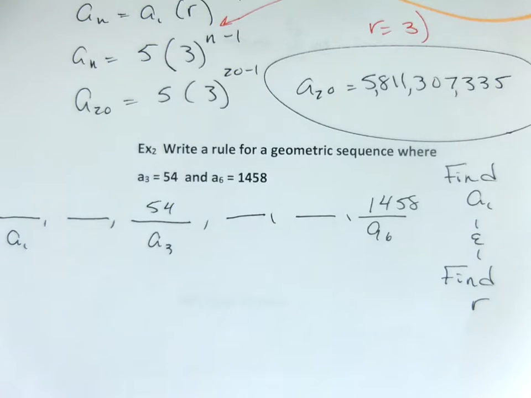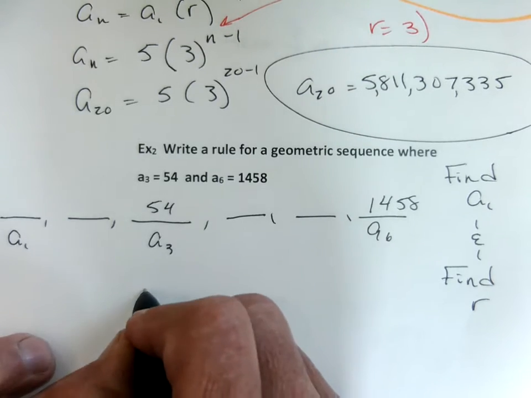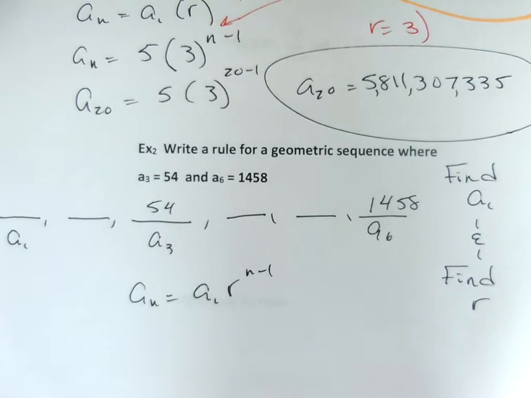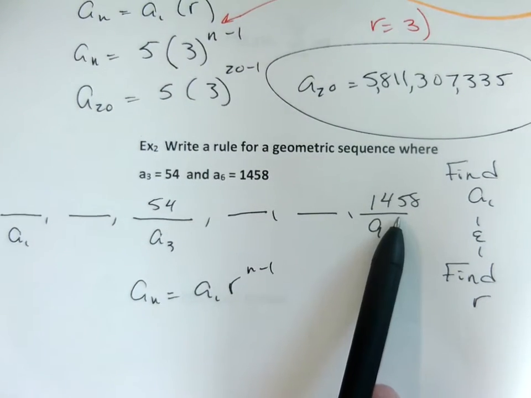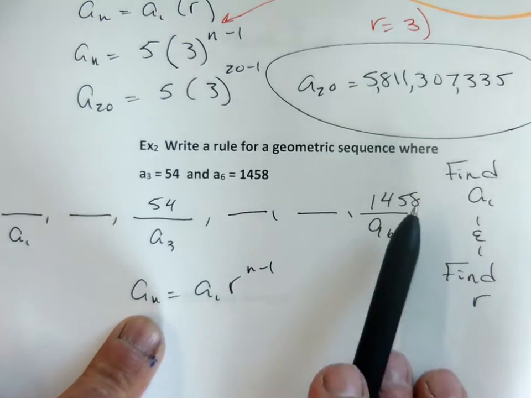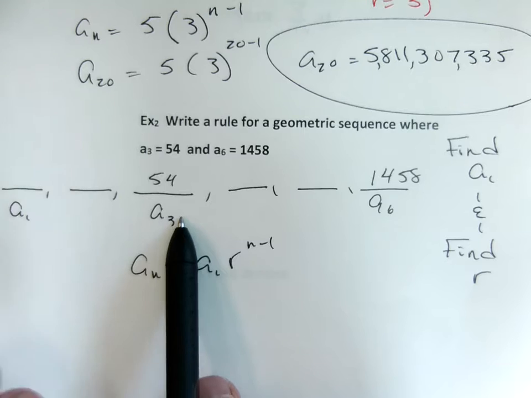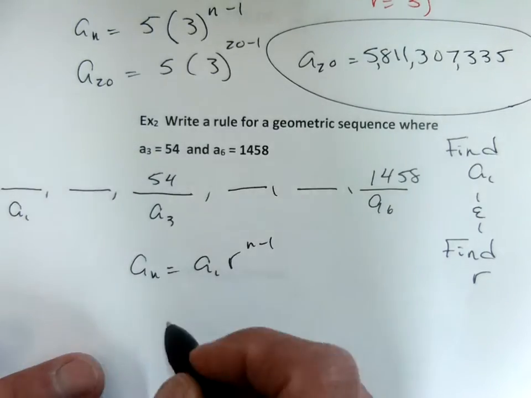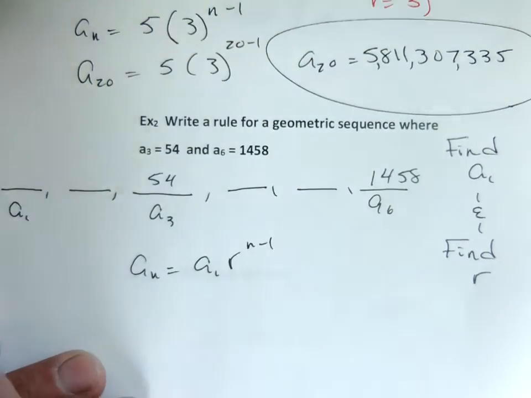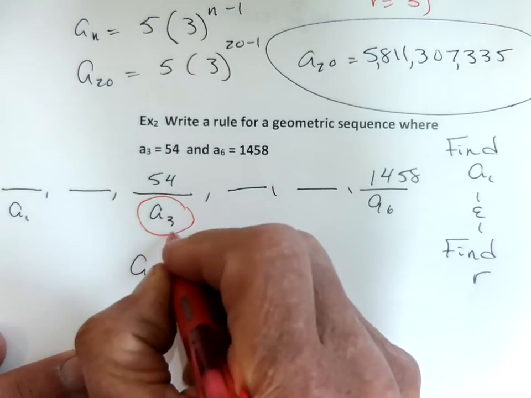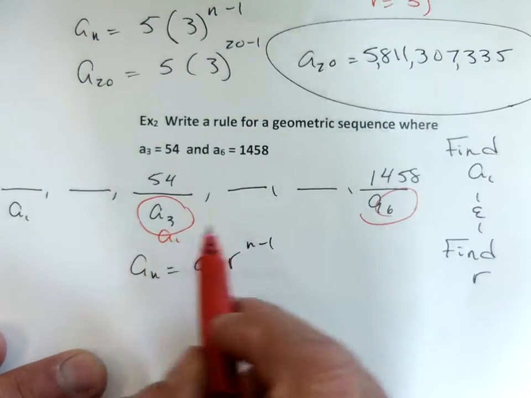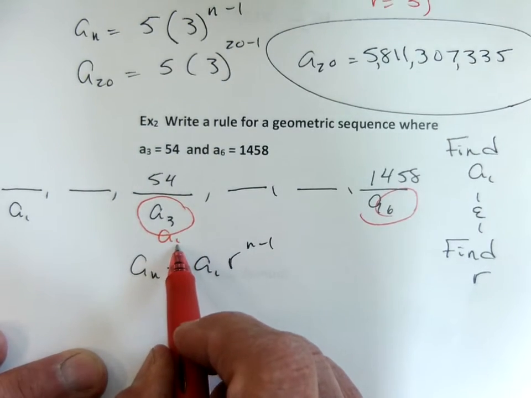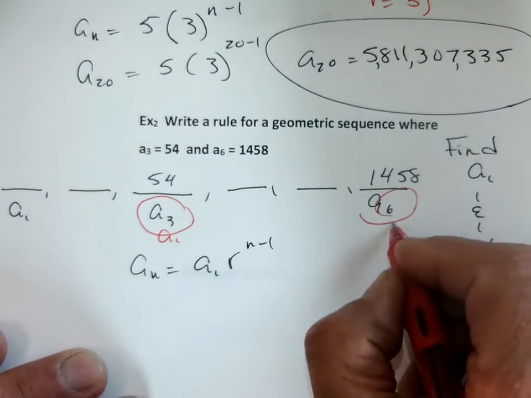Well, let's see. I've got this formula, right? A of n equals A1 R to the n minus 1 power, okay? If I plug this in as the sixth term, I actually think I could do this. And plug this in as the third term, I might be able to get the ratio, okay? So if I call this one A1 for right now, and I go back 2, I'm going to call this one A4.